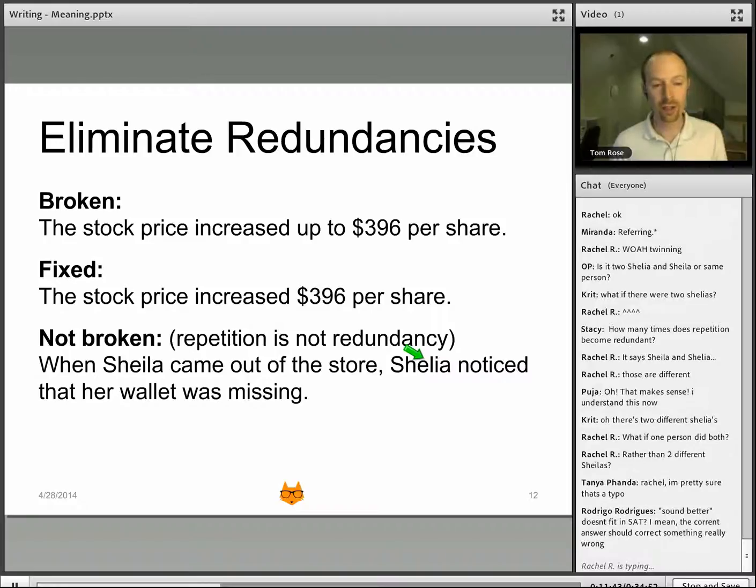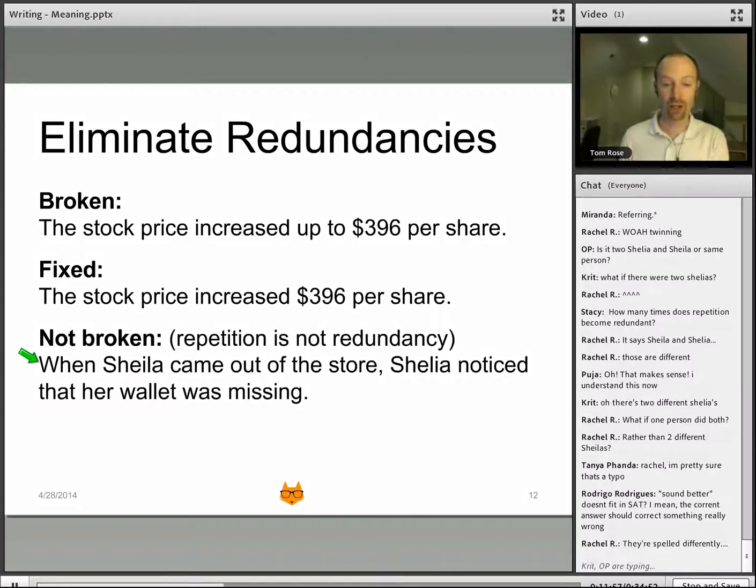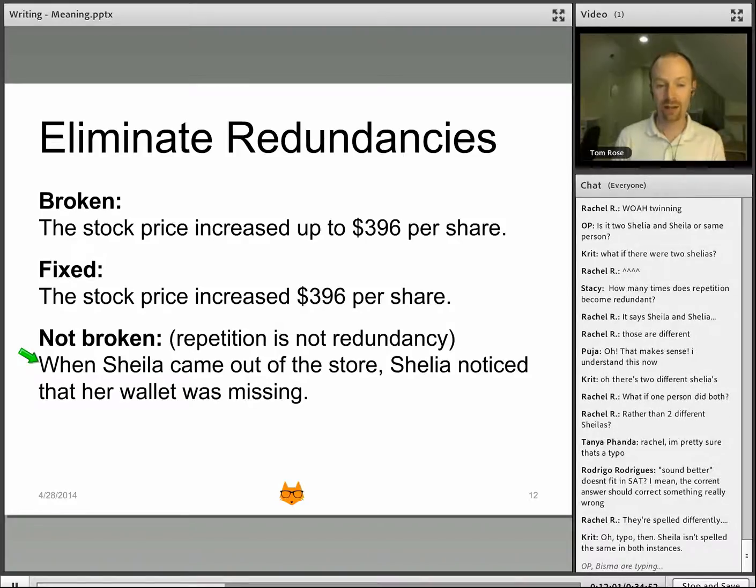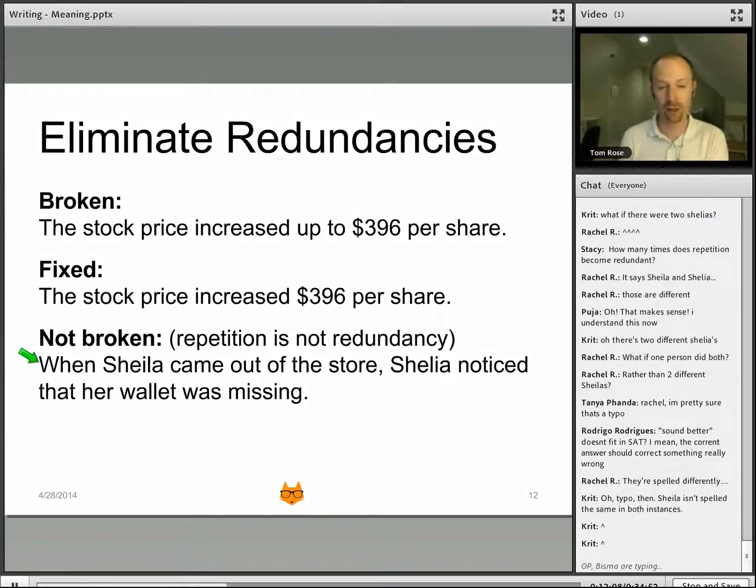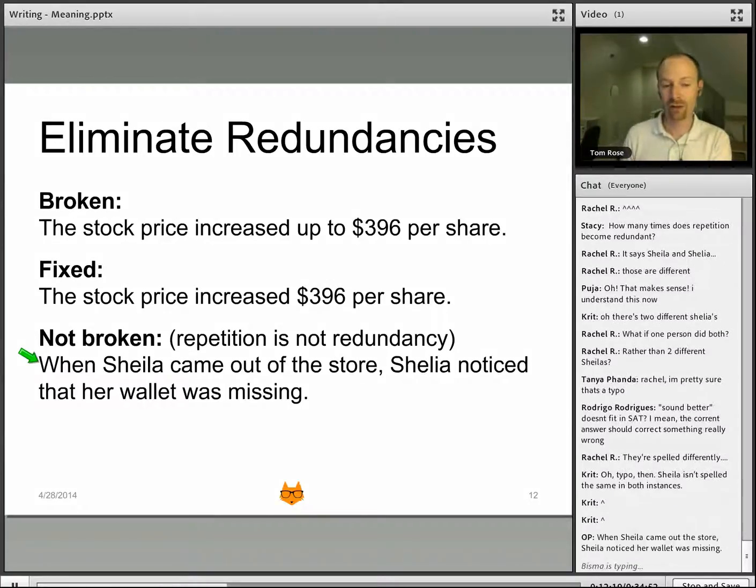And in this particular sentence, there are not two different Sheilas. It's okay even if there's only one Sheila. This is still not redundant, right? Even if it's, you know, Sheila Bennington the first came out of the store, Sheila Bennington the first noticed that her wallet was missing. They're different in the sense that the first time we say the name, we're talking about the person who came out of the store. The second time we say the name, we're talking about the person who noticed that her wallet was missing. And it's okay that it happens to be the same person. It's not redundant.